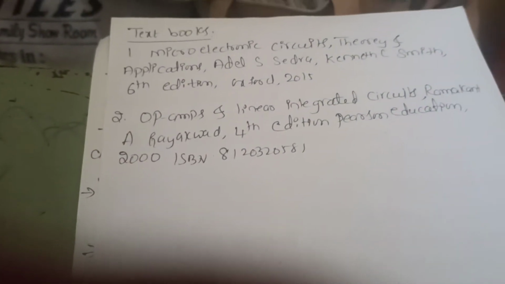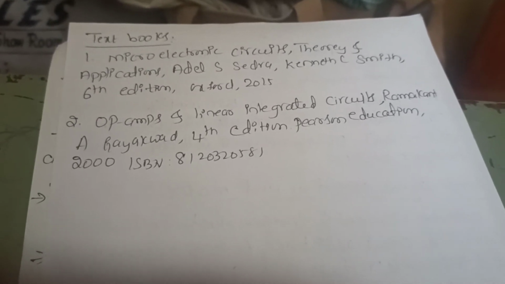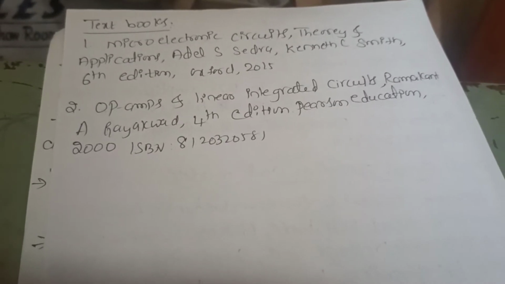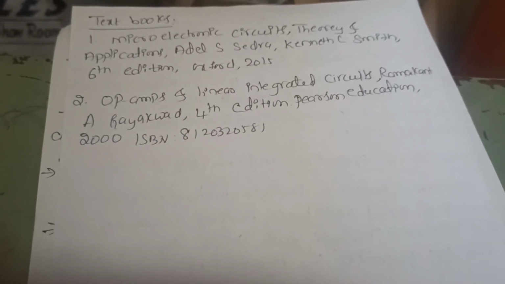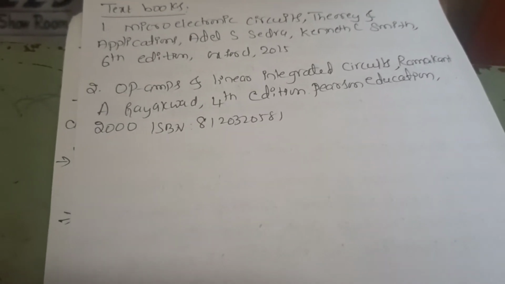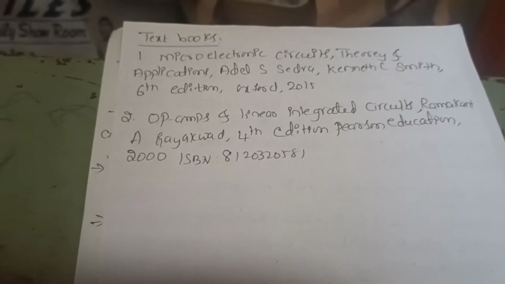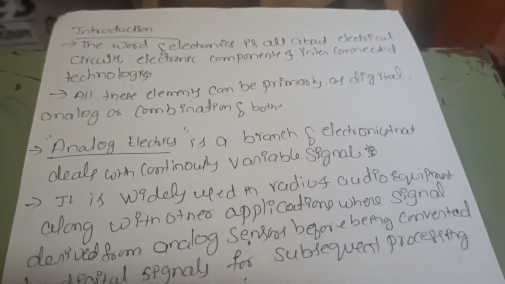The textbooks you need to refer to are Microelectronic Circuits: Theory and Applications, Adel S. Sedra, Kenneth C. Smith, 6th edition, Oxford, 2015. The second textbook is Op-Amps and Linear Integrated Circuits, Ramakant A. Gayakwad, 4th edition, Pearson Education, 2000, ISBN number 8120320581. If you take these two books, it is sufficient.